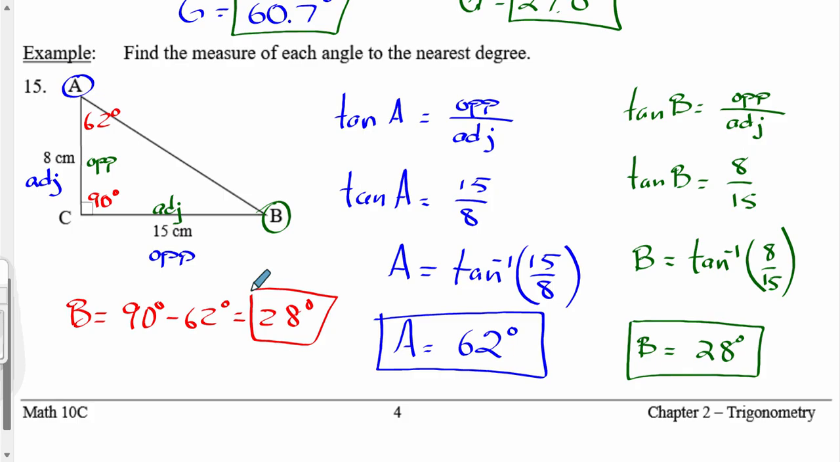To find the first angle, we couldn't do that because we only knew one angle. To find the first angle, we had to go through this process. What do I expect you to show me?